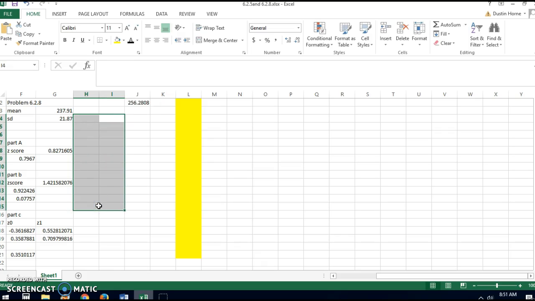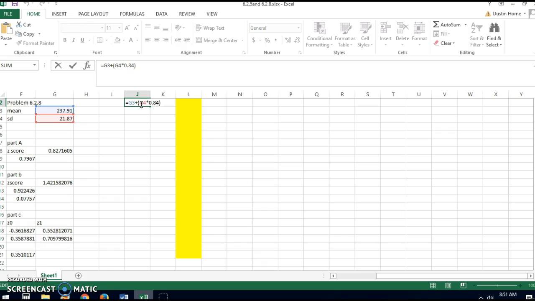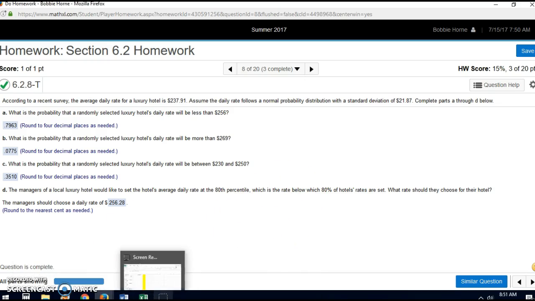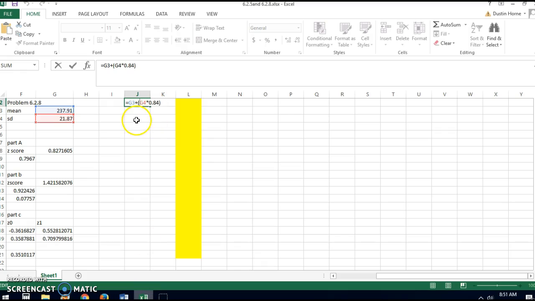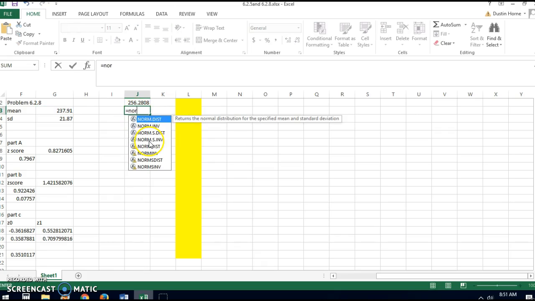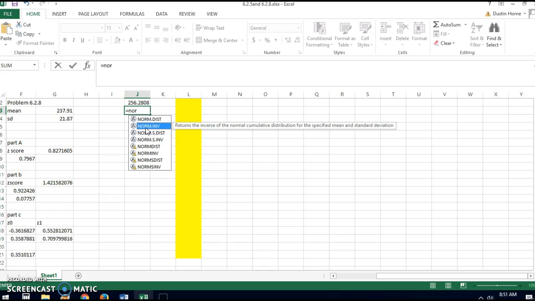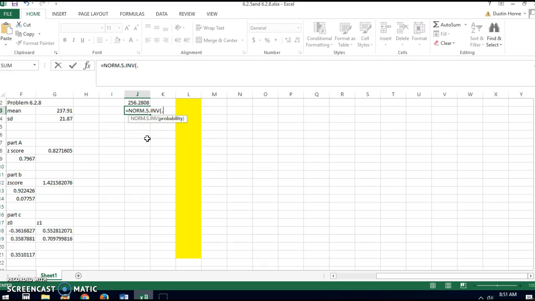So what you do, let's see if I remember this right, is you put equals normal, and I want to say it's this one. Yeah, it returns the inverse. So we want the normal inverse. The probability is 0.80.